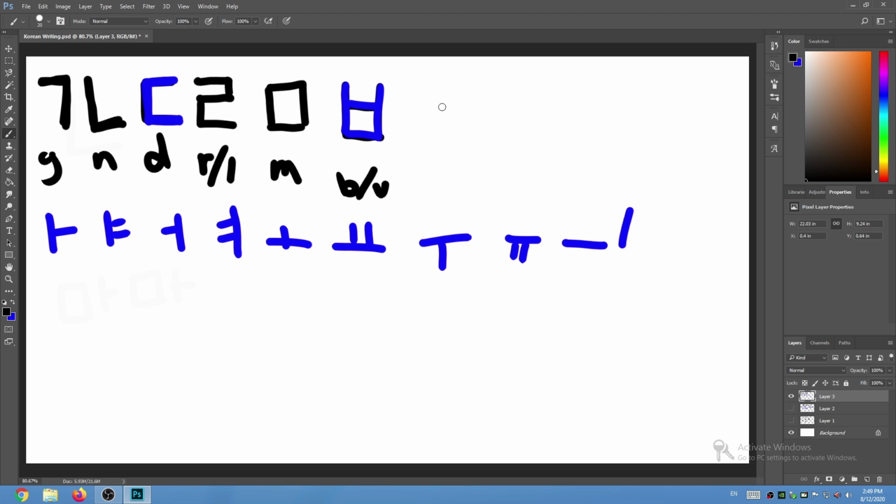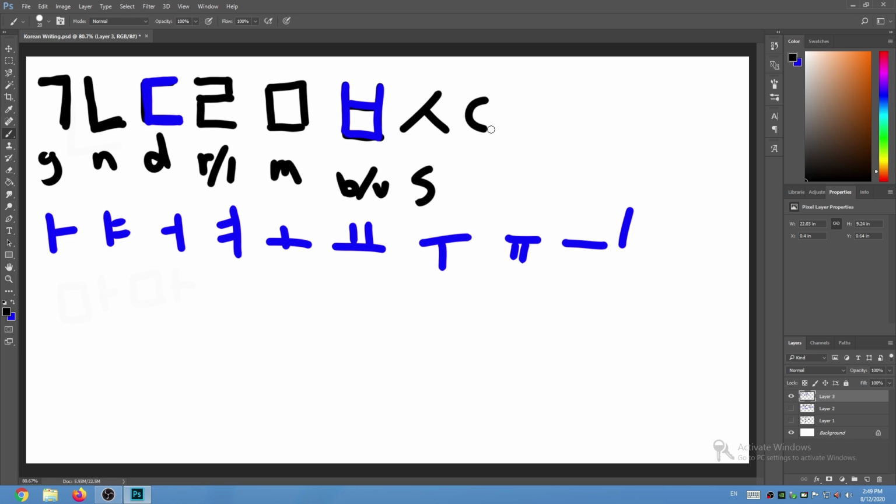Next we have shiot, and shiot is this one, and this has an S sound. So as you saw, 1 is this first line, and then kind of the middle down is the second line. So shiot has that S sound.